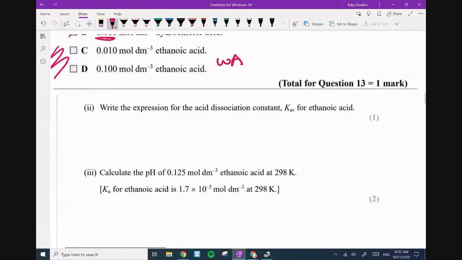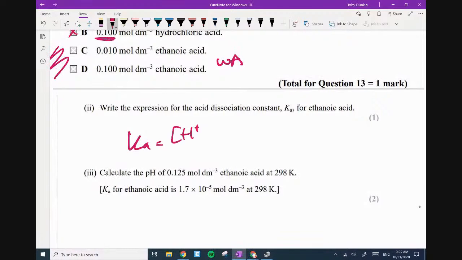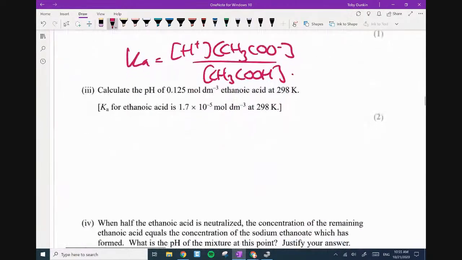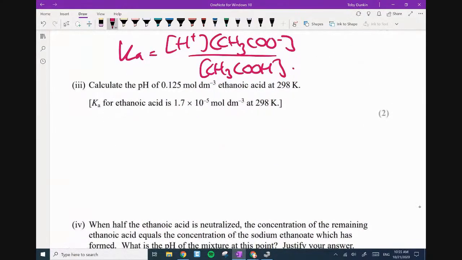Write an expression for the Ka of ethanoic acid. It's a repeat. I like it. Good. This is why it's so important to go through these. Because it's repetition. It's designed to reinforce data. Reinforce good data.